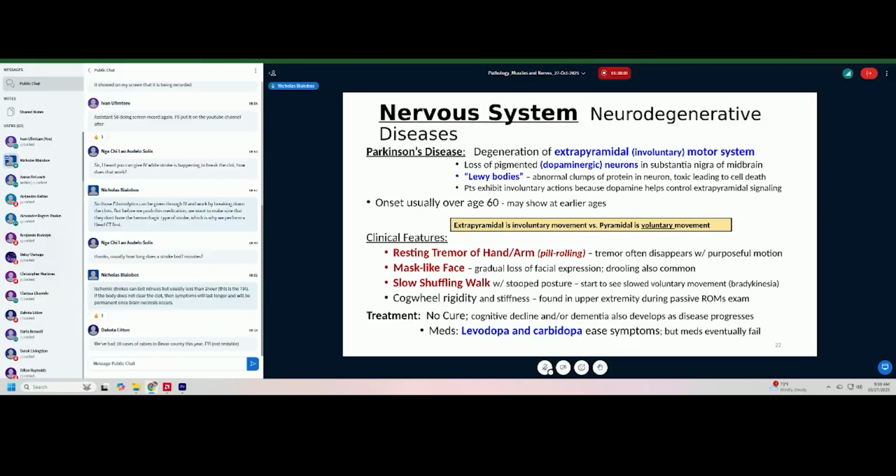When they have some type of purposeful movement, or they're going to go scratch their nose or something like that, the tremor will go away, but then when they're at rest again, it's going to come back. Because we're losing that ability to control those fine motions that we don't normally think about, our patients are going to have what's called a mask facies, where they lose their ability to make facial expressions.